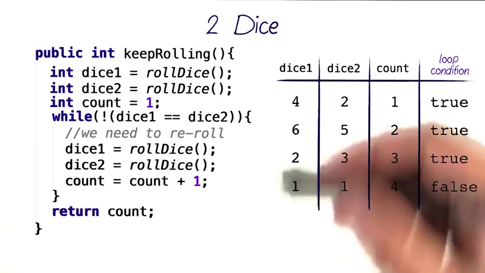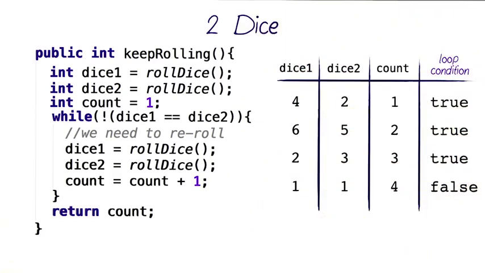Now, can you think of what we need to change in this code here to make it work for 3 dice instead of 2?